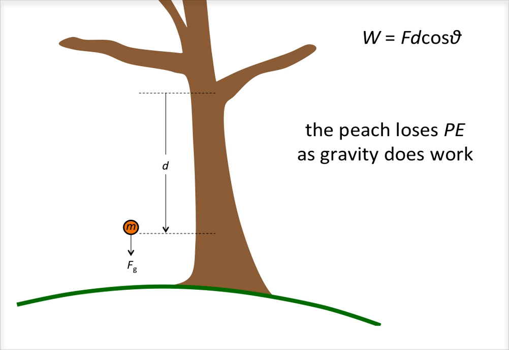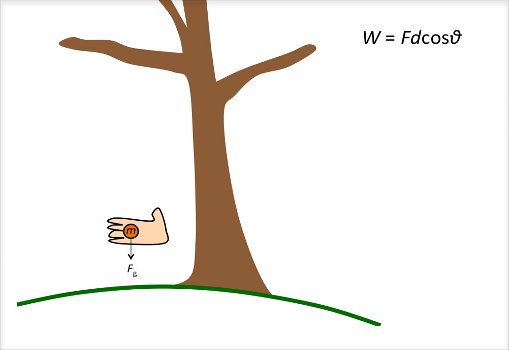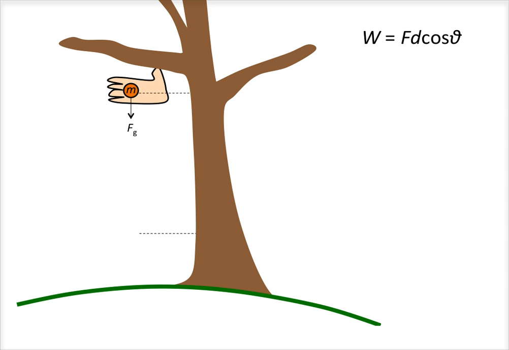If you want to add potential energy to the peach, then you have to take your hand and do work against gravity. You have to push up and exert a force some distance so that now you and your force are doing work against gravity. Let's summarize.